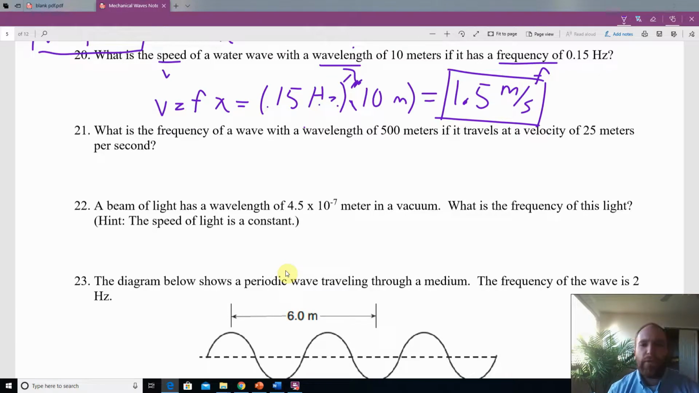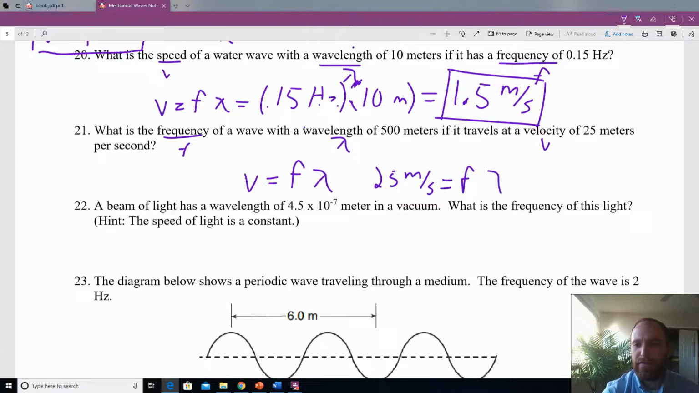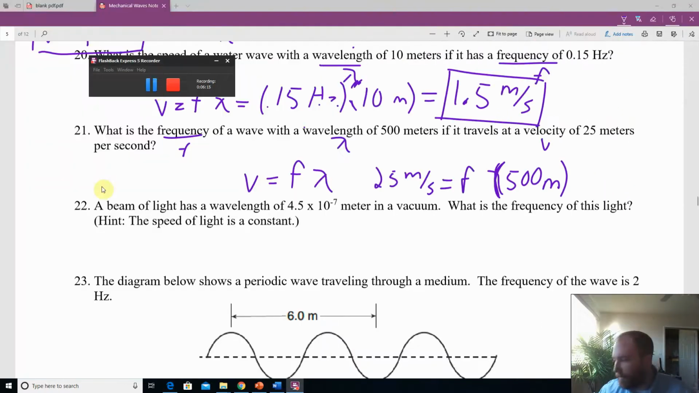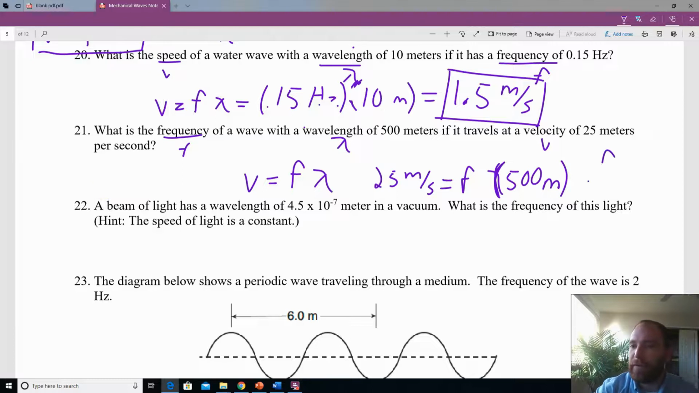What is the frequency of a wave with a wavelength of 500 meters if it travels at a velocity of 25 meters per second? Alright, so we're solving for F. We've got wavelength lambda, V. Again, we've only got two equations for waves, so this might get a little repetitive. We know that the velocity is 25 meters per second. We're solving for F. We know that the wavelength is 500 meters. Let's put this in our calculator, which I should have done ahead of time. And when you do that, I got 0.05 hertz. So F equals 0.05 hertz. Or 1 over 20.